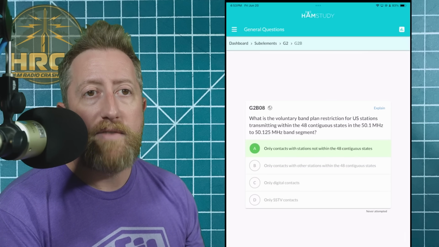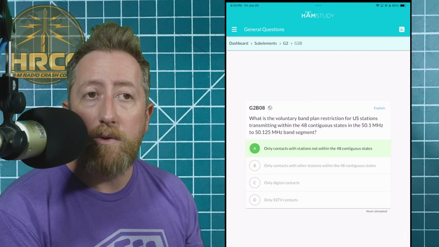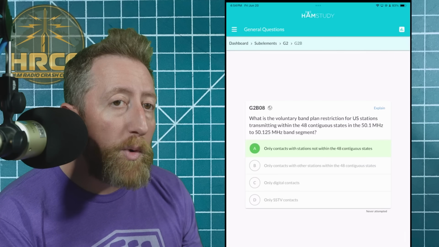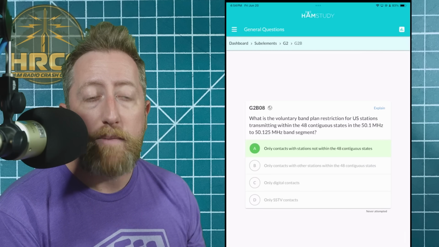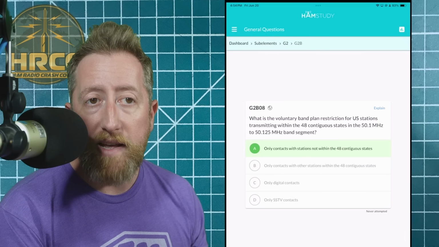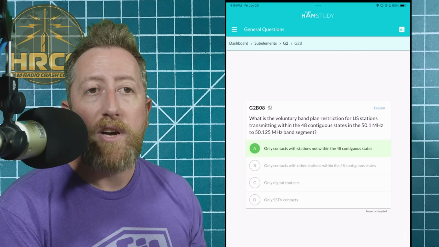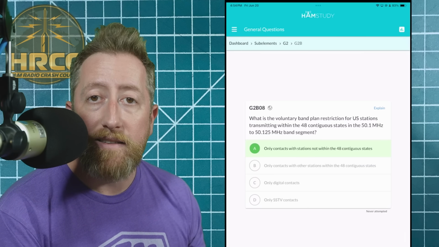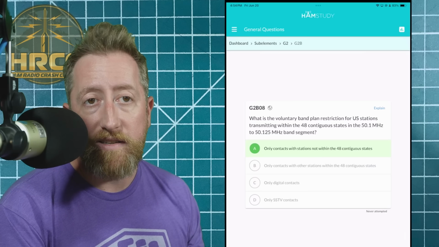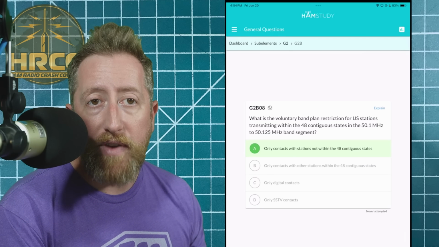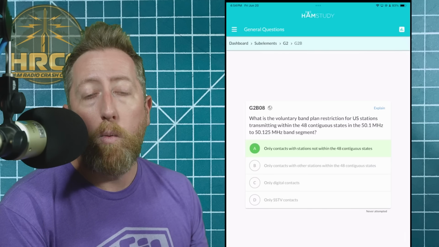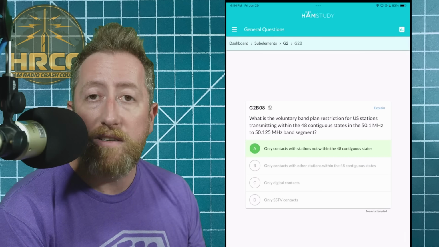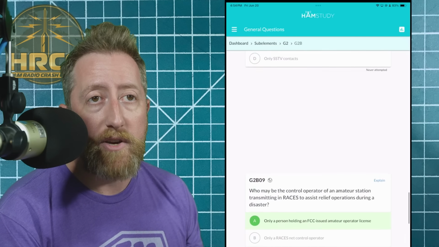Number 8, what are the voluntary band plan restrictions on U.S. stations transmitting within the 48 contiguous states on the 50.1 megahertz to 50.125 megahertz band segment? A, only contacts with stations not within the 48 contiguous states, meaning DX or long distance. This is a voluntary agreement that we've said 50.100 through 50.125 is for long distance communications. For those of you that are trying to make long distance contacts possible in 6 meters, this might be a good place to hang out.